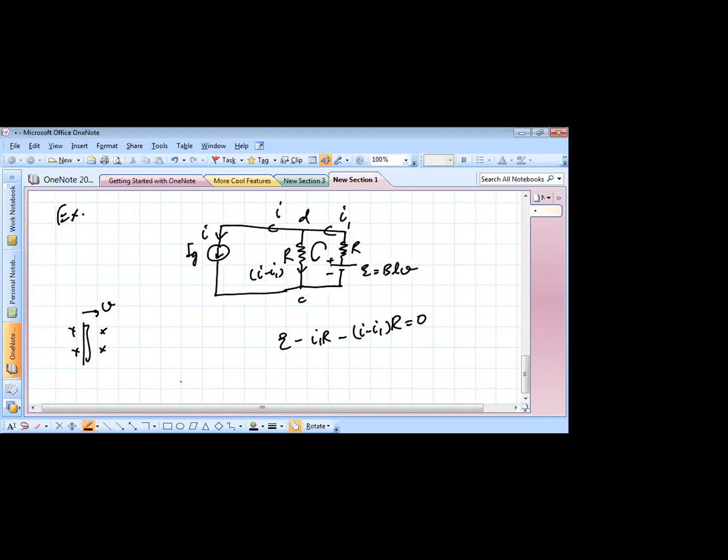Oh, sorry, this is I minus I1. So just solve this equation. There's only one unknown in this. Solve this equation for I1, and that's it. Then the currents are I1 in the wire AB and I1 minus I in the wire CD. Okay, is it clear? Yes.